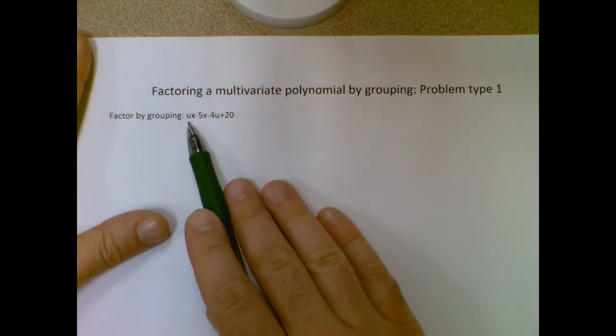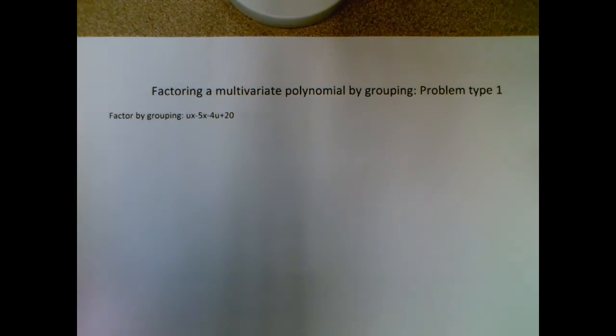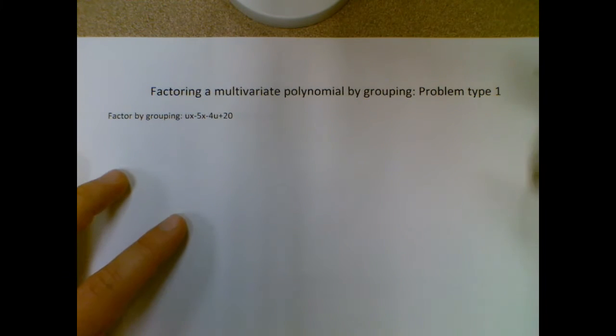So in this case I have u's and x's. But anytime we're factoring by grouping and have four terms, we're going to try to group them in such a fashion that there's a greatest common factor for each group.